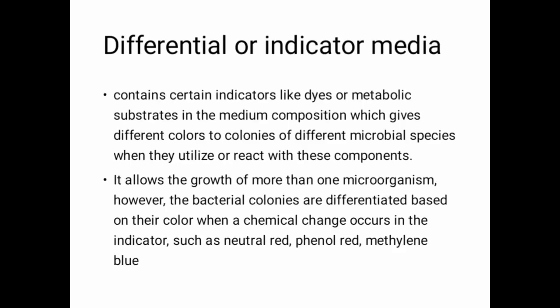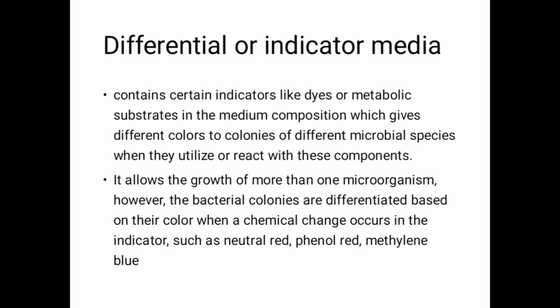The fifth one is the differential or indicator media. It contains certain indicators like dyes or metabolic substrates in the medium composition, which give different colors to the colonies of different microbial species when they utilize or react with these components. So in this medium, different indicators are used, which may be dyes or different substrates. When the bacteria react, they produce a certain color, and by this color we can identify these bacteria.